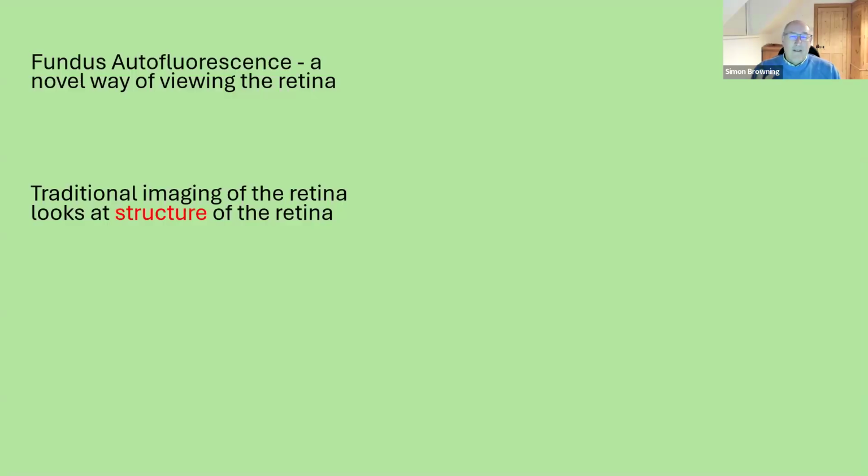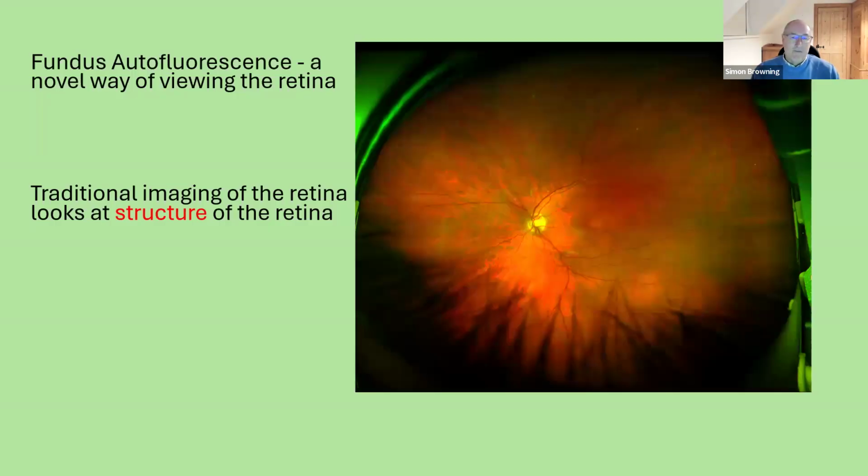Although it's called a novel way of viewing the retina, the reason is that the images that we generally look at in life, be it through an ophthalmoscope, a bio headset, a Volk lens, a fundus camera, all of the OCT even, all of these images are structural images. They're looking at the actual structure of the retina, the classic type of image that we see there.